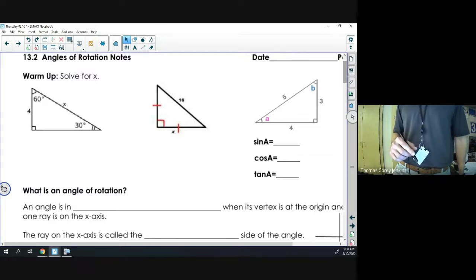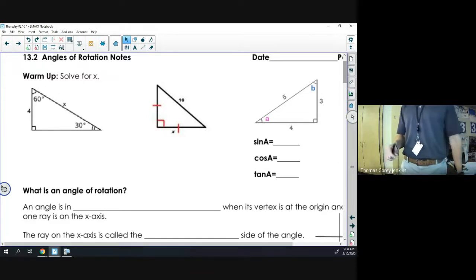Well, let's see. So you can't, because if you try opposite over hypotenuse, that would just be 1 every time, right? So no. You want to use one of the two other angles. All right, so good question.